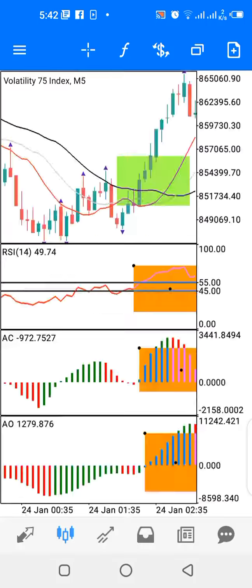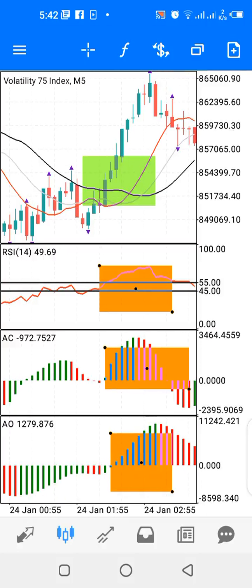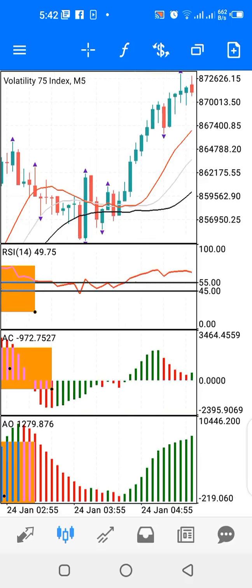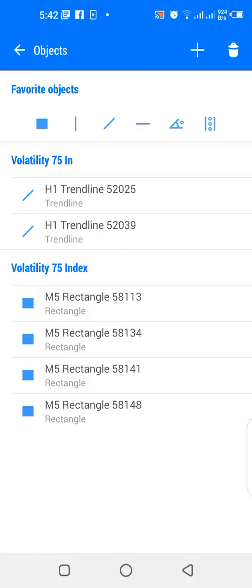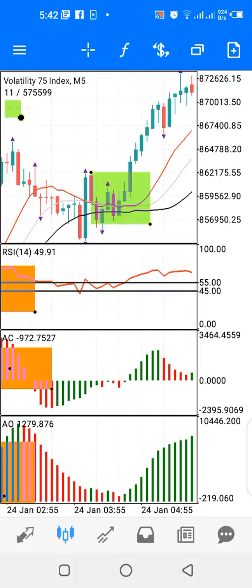Now let's go to the main chart and see the way the strategy works. When price crosses above and closes above the alligator indicator, that's my buy signal. When the red line crosses above the other lines, which is the black and the gray line, that's my confirmation. Same thing for buy signal. It's a buy signal.